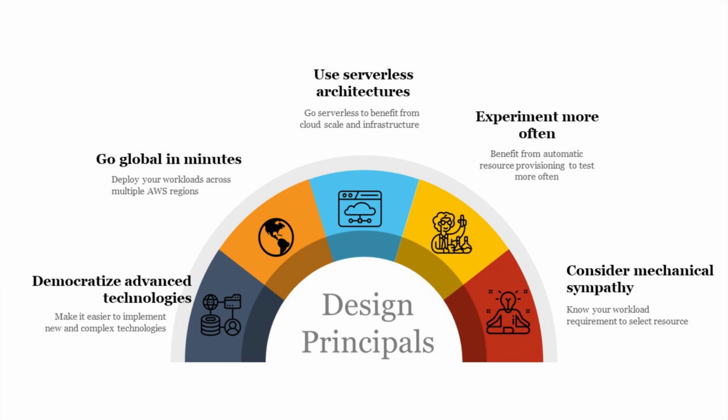4. Experiment more often. With benefits such as infrastructure as code and on-demand provisioning of your resources, you can test more often to evaluate different types of resources and implement changes to your workload more often than traditional systems. 5. Consider mechanical sympathy. You need to understand how a particular system operates best according to your business goals or workload outcomes. There is no one-size-fits-all option with cloud, and you have the option to select the best resource according to your customer access needs.